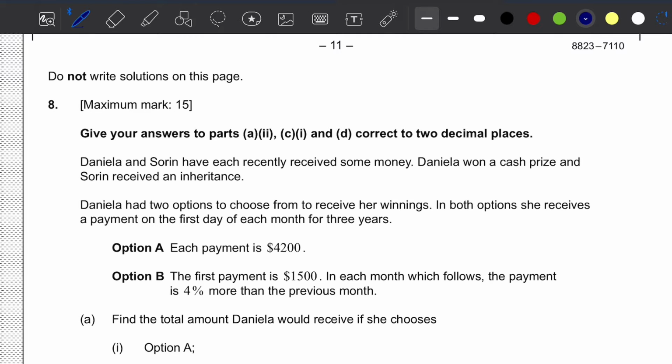Okay, so let's do question number 8. The first requirement for this question is that we need to give our answers to parts A(i), and C(i) and D correct to 2 decimal places. Okay, so it does not really follow the specific requirement for a math exam, right? And also you can see that this is a financial question. That means this question is from topic 1 of your curriculum.